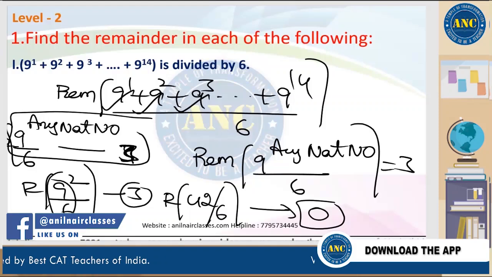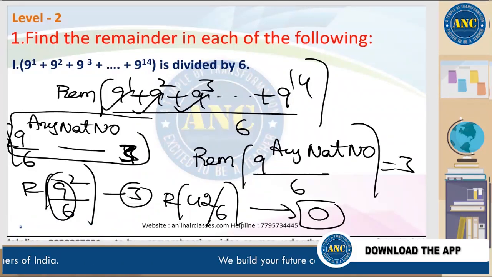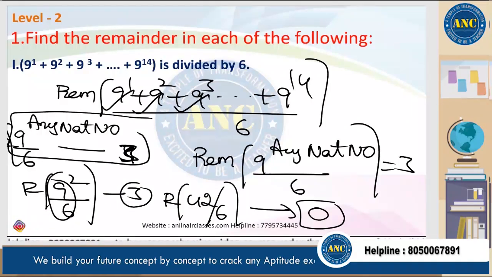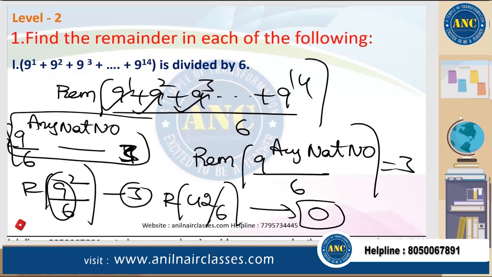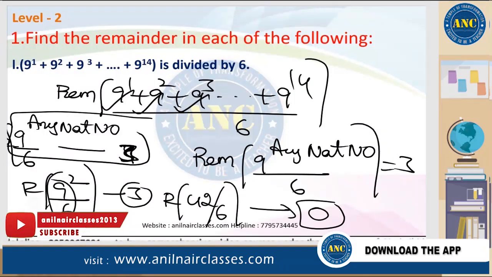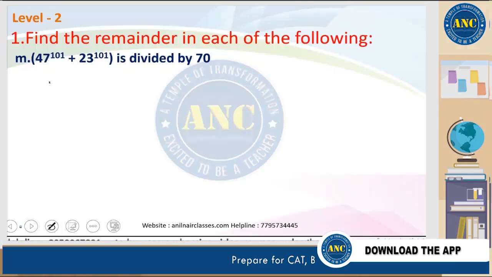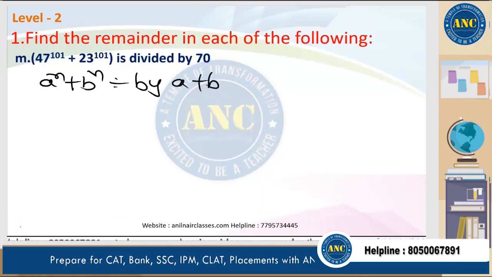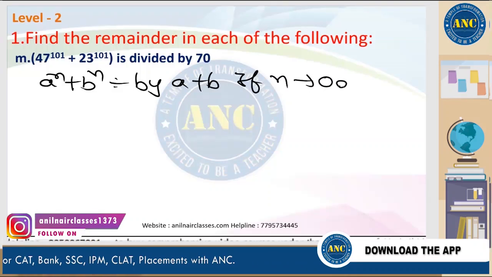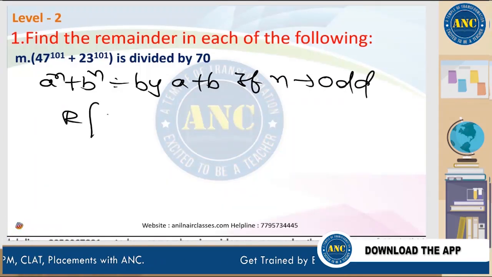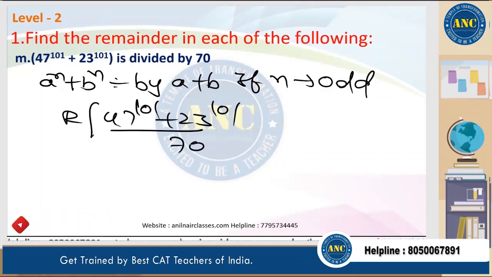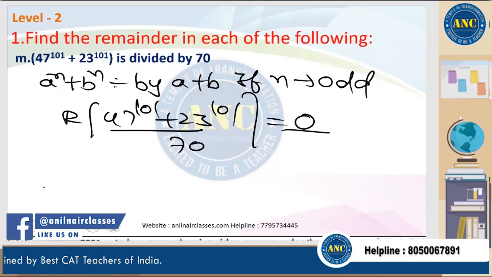Please write down this point: 9 power any natural number when divided by 6, the remainder is 3. This is again a power n plus b power n is divisible by a plus b if n is odd. Same idea. So 47 plus 23 is nothing but 70. Some exam model questions. 70 divided by 70, answer is 0.